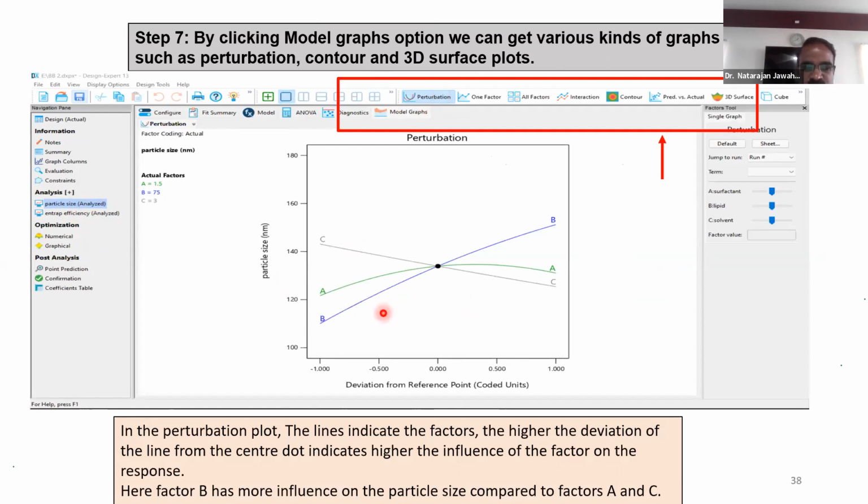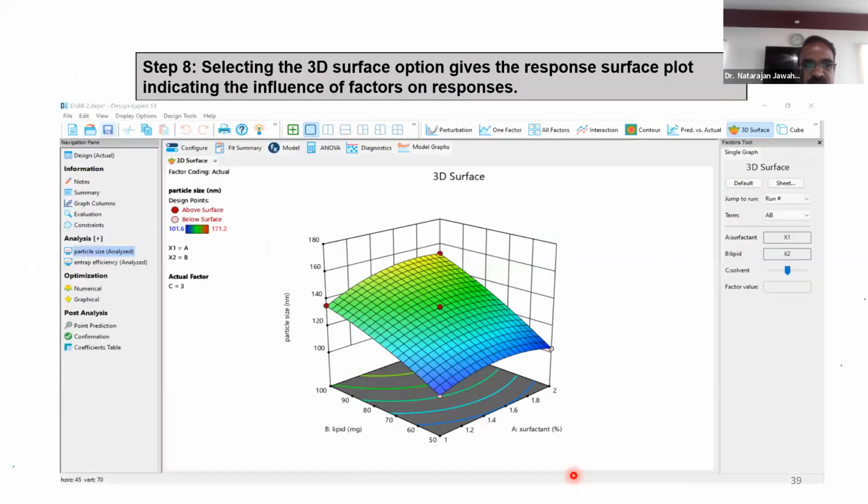So here also there are 3 factors. Which factor is influencing, deviating more? The factor B from the center point. So automatically the lines indicate the factors. The higher the deviation of the line from the center dot, the higher the influence of the factor on the response. So here also B has more influence on particle size than A and C.